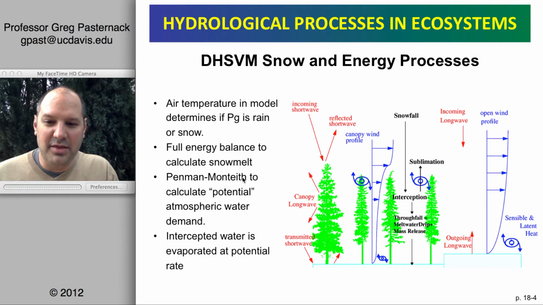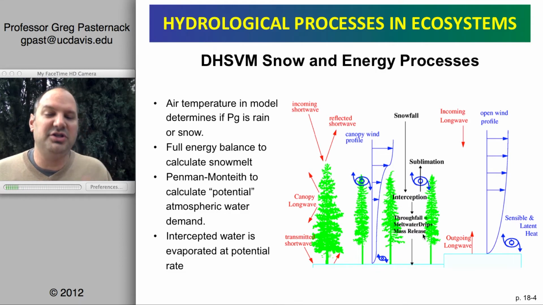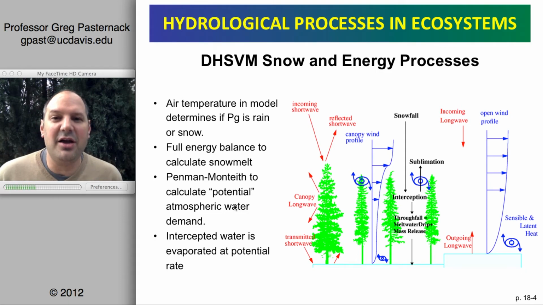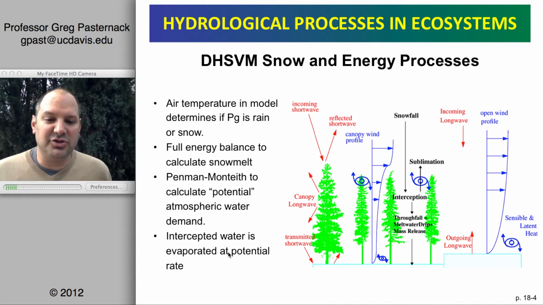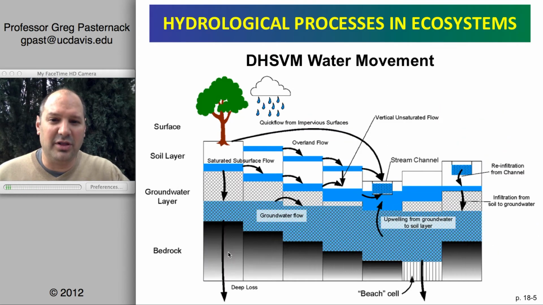The energy balance is also used to calculate some snowmelt components, so snowfall. Some of the snow may sublimate, snow may be intercepted by trees, and then the snow can throughfall. It can have either meltwater drip or just a mass release of snow. Penman-Monteith equation, remember that one? It's used to calculate the potential atmospheric water demand, and then intercepted water is evaporated away through time at that potential rate. So you can see there's just a lot of things that are going on here, a lot of different terms, most of this is stuff you've seen. We've just never put it all together into a modeling framework like this.